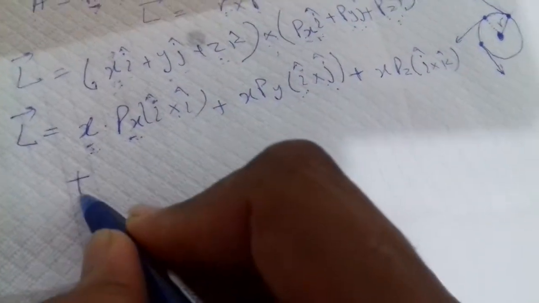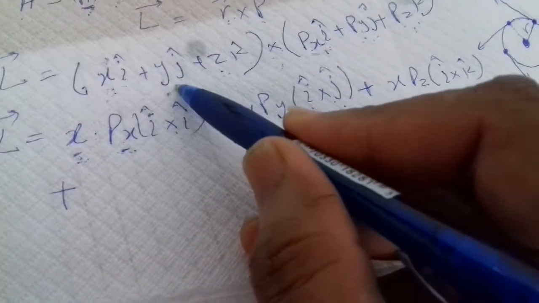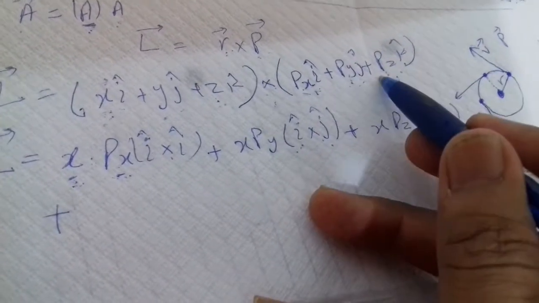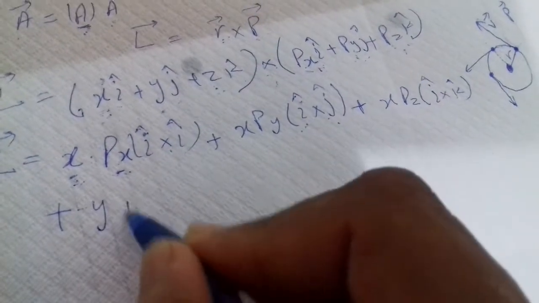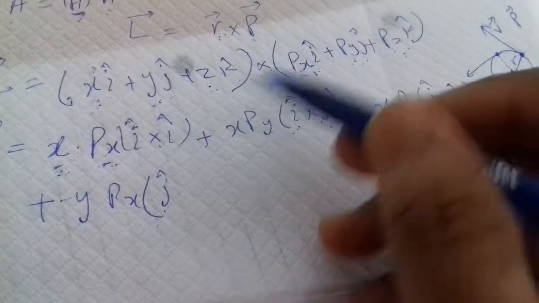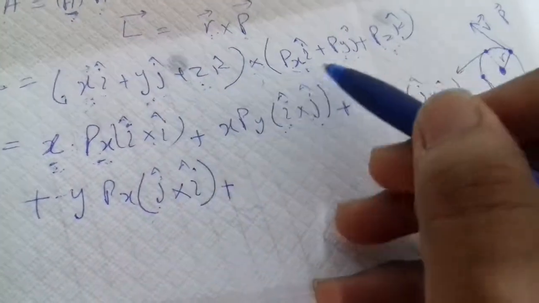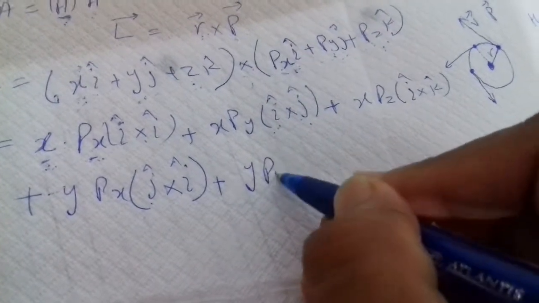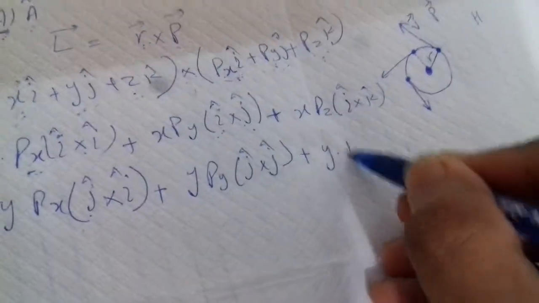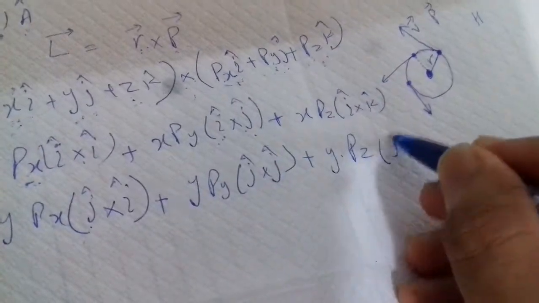Okay, plus, because this is not our complete one step, our step will be in three lines. Now we will multiply the second component of the first bracket with the first component of the second bracket, and then the second component, and then the third component of the second bracket. y multiplied by px, and remember the order. j is in the first place, cross, and I in the second place, plus. Now y with py, j hat cross j hat, plus y with z, and the unit vector will be j hat cross k hat.